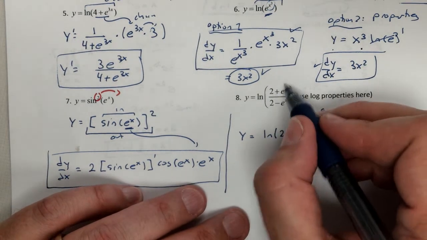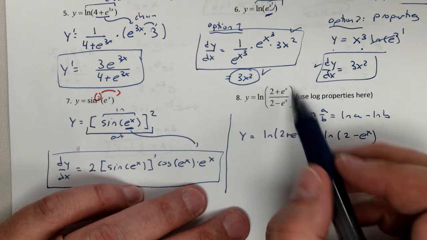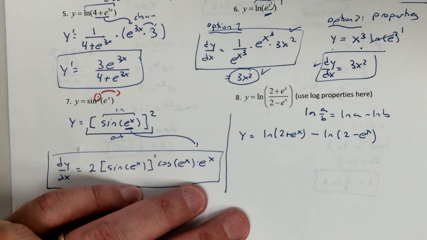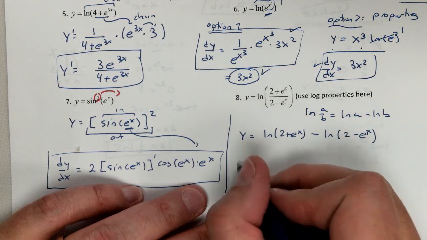What this is going to do, notice if I took the derivative now, I would have to use quotient rule. And that just gets really nasty. We don't want to do that. This is going to avoid that issue.